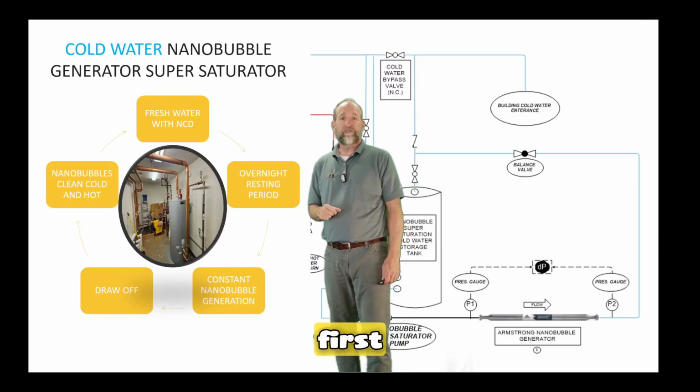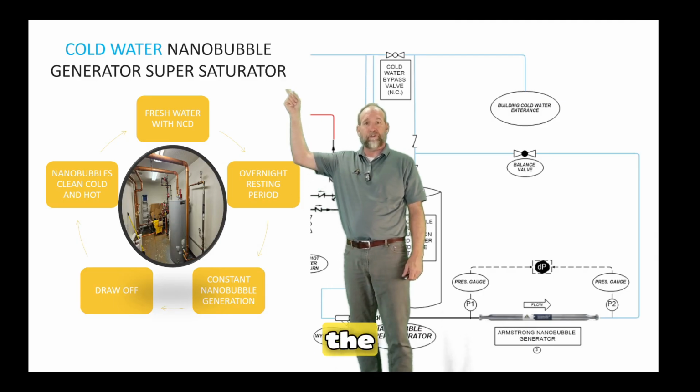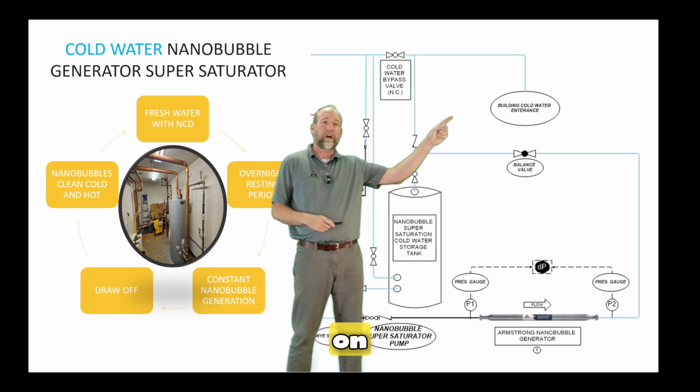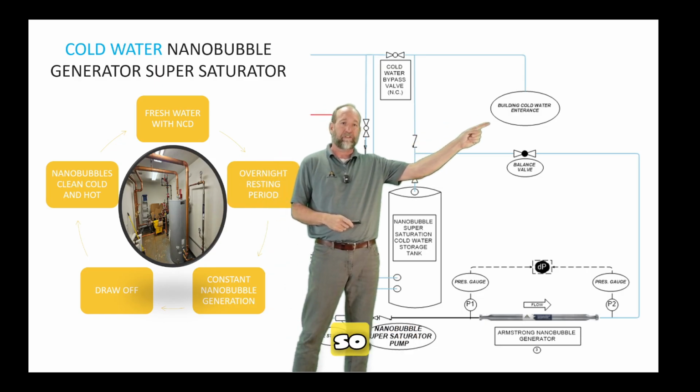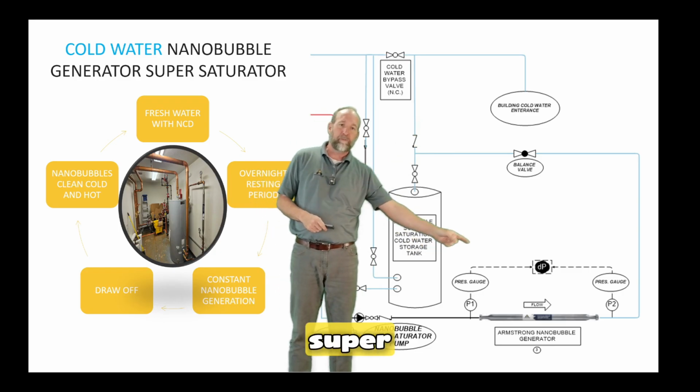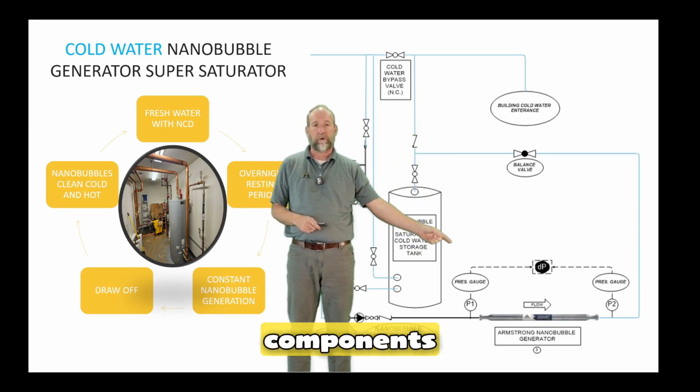So let's start first of all with our supersaturator, right? This is the cold water supersaturator with the nanobubble generator. Again, this is going on the cold water entrance coming into the building. So the cold water comes into the building, right? It's going to come up over here and our supersaturator system is going to be all these components right here.